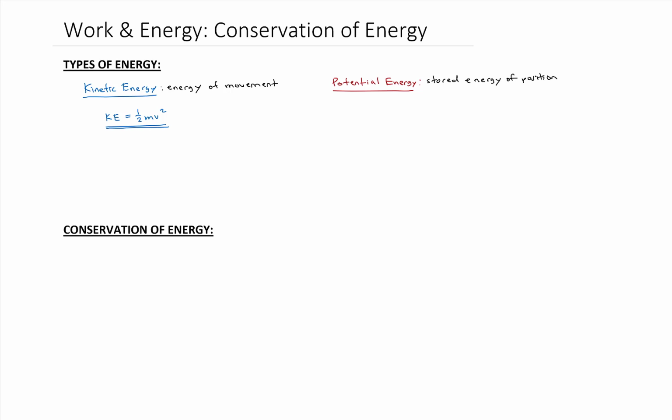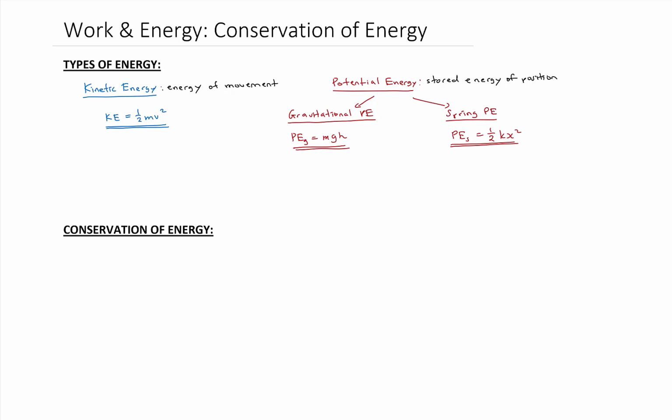So this is split up into two. We have gravitational PE and we have spring PE. So this one is called PEG, the potential energy of gravity, and it is equal to mgh. The spring potential energy is given by PES, and that's equal to 1/2 kx squared.